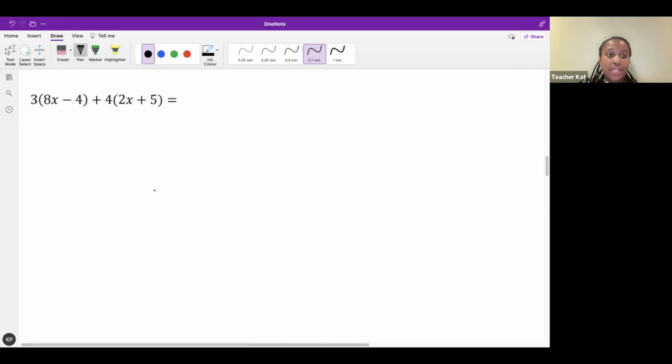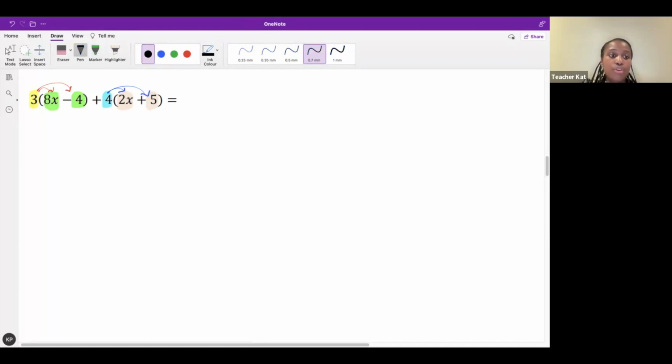Now, let's see what's happening here. Now, we have two separate brackets. So my 3, I will multiply by 8x minus 4. But I also have a 4 that I have to multiply by 2x plus 5. So we're going to do these separately, which means do not get confused here. This 3 will only be distributed to the first bracket, and my 4 will only be distributed to the second bracket. So let us do so now.